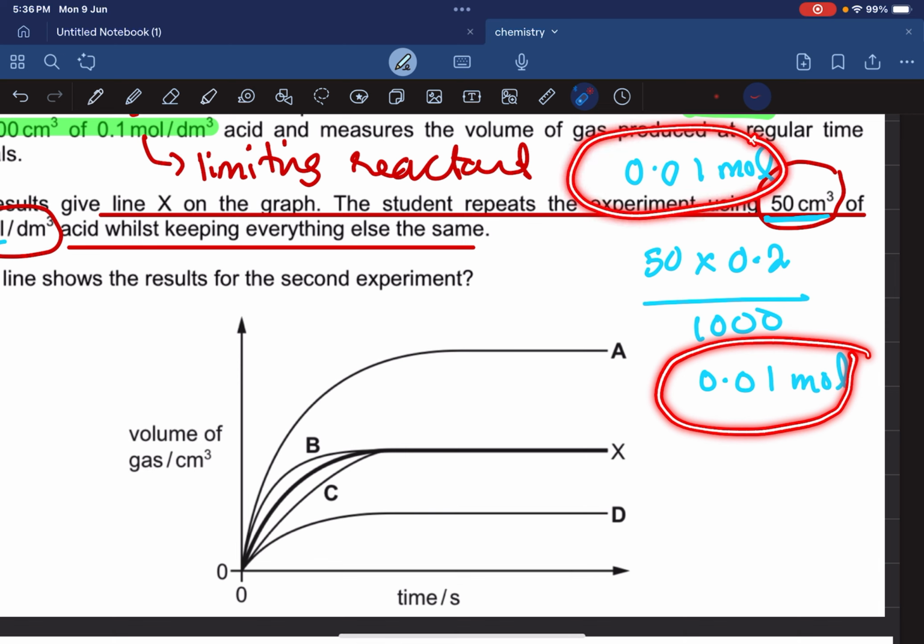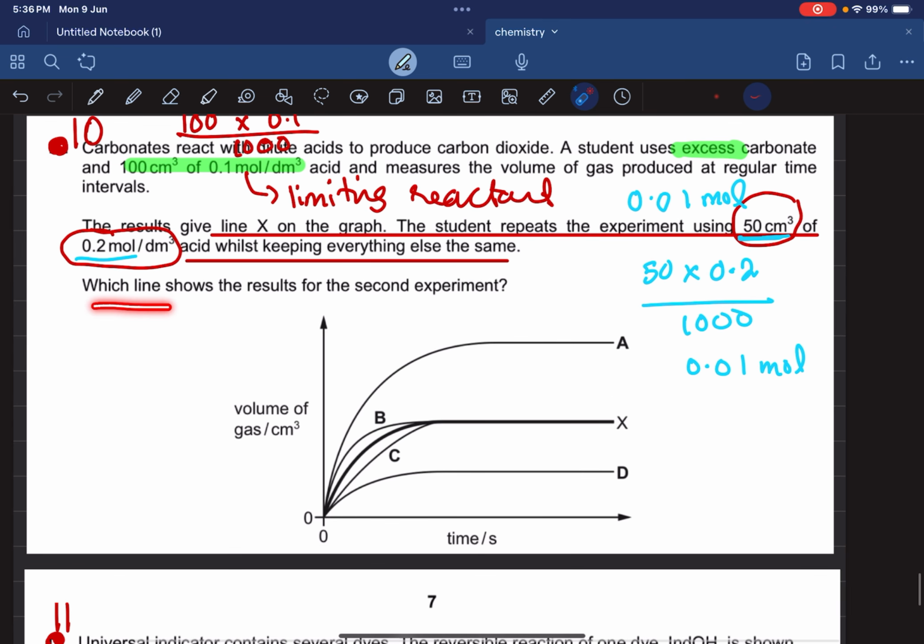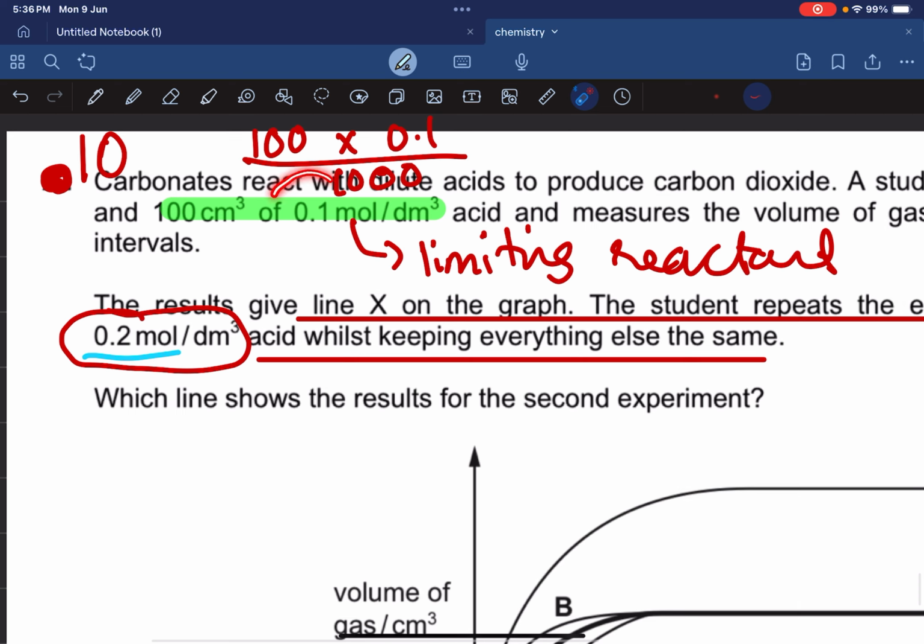That means my product, this X is my original line. That means the line for my second experiment is going to be leveling off at the same line. Okay, so either it can be B or it can be C. But now I have to understand one thing. I have 0.1 mole per dm cube of my acid in the first experiment, and I have 0.2 mole per dm cube acid in the second experiment.